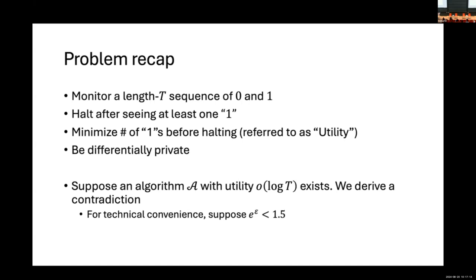And you want to be differentially private. So here we do a proof by contradiction. Suppose you have such an algorithm with utility little o of log t, and we derive a contradiction. For technical convenience, we suppose e to the epsilon is less than 1.5. This is really saying we are focusing on a small epsilon regime. You can easily turn this lower bound into one that works for all ranges of epsilon by paying a price of roughly 1 over epsilon, but that's, I guess, standard.